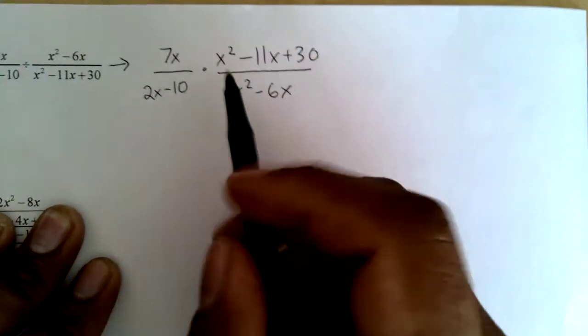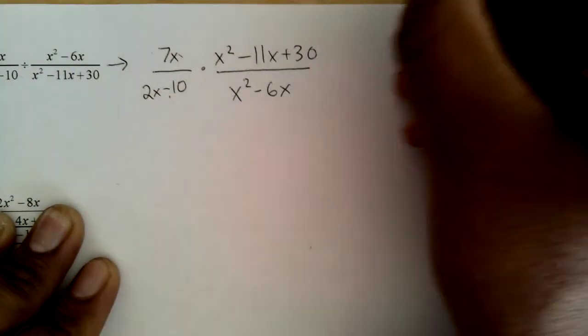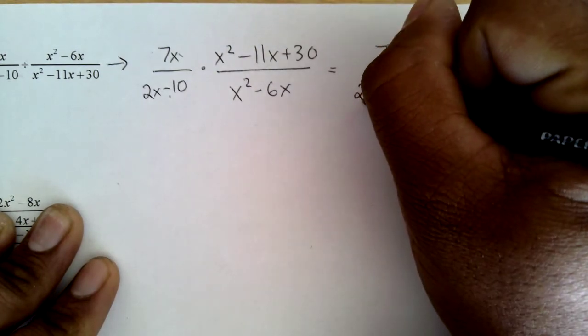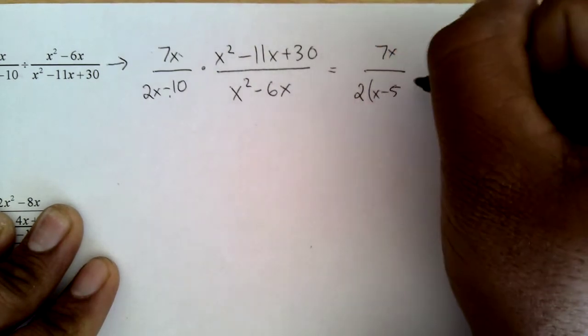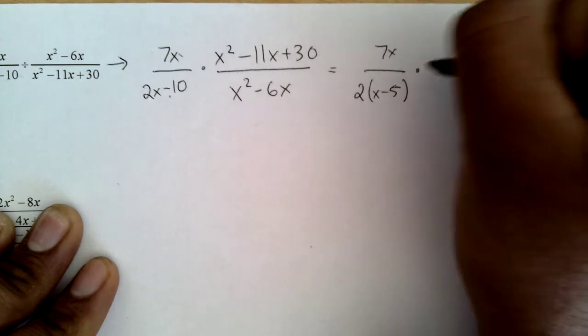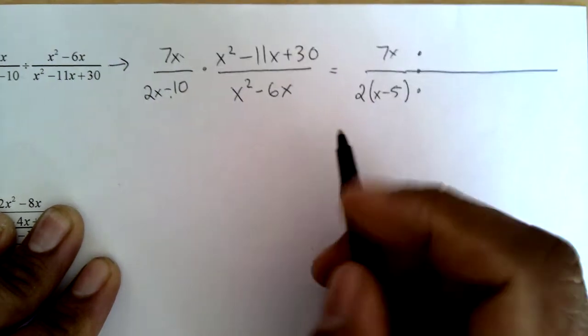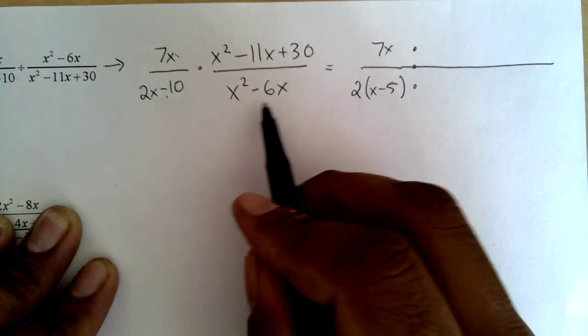All right, so this isn't going to factor. That can factor nicely. Let's go 7x over 2 times x minus 5. Hopefully that helps us. If it doesn't, no big deal. I'm going to go ahead and turn this into one giant fraction. I'm going to take care of the easy things first.